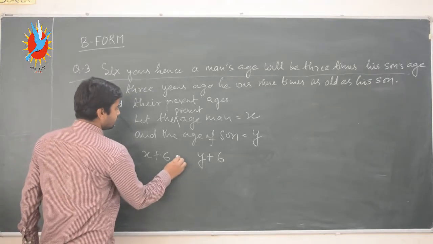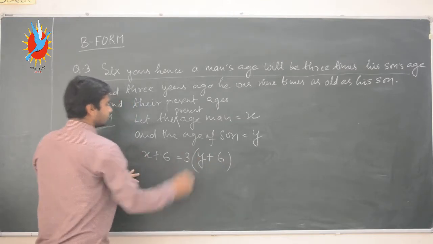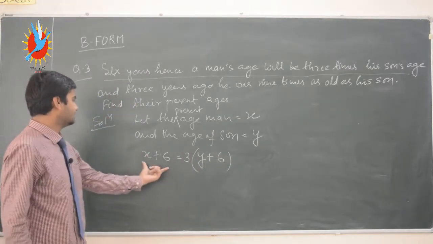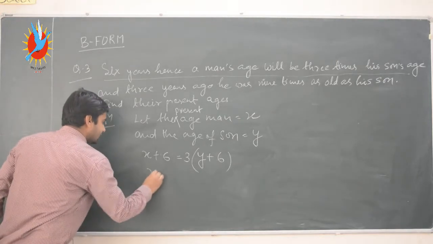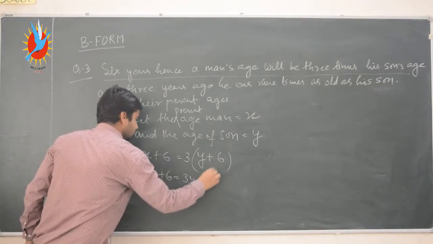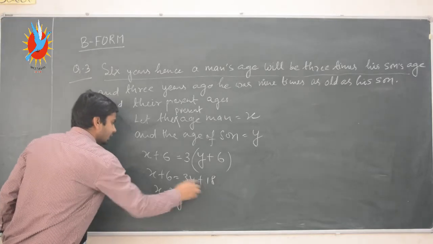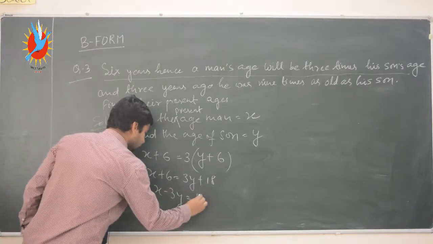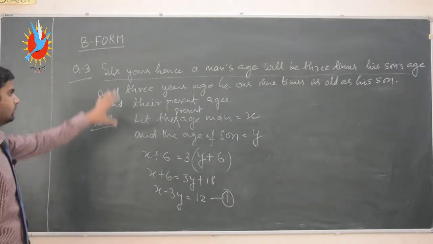If we want to equate these two terms, we first have to multiply by 3, because the man's age is 3 times his son's age. So by solving this we will get x plus 6 equal to 3y plus 6 into 3, that is 18. So this will become x minus 3y equal to 18 minus 6, that is 12. So this is our equation 1 from condition 1.